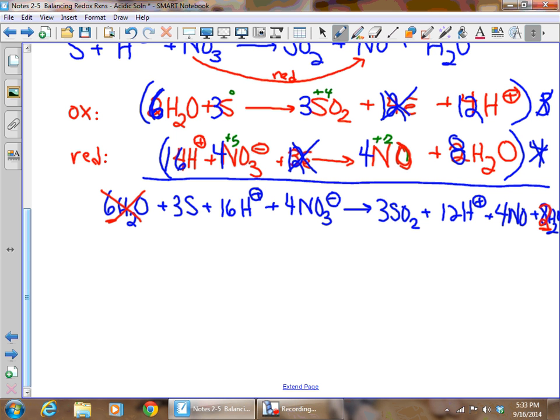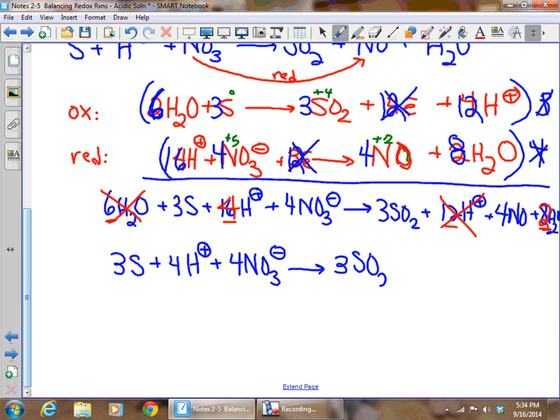Now, what else can we do that with? The hydrogen ions. We've got 16 hydrogen ions here, 12 over here. We can get rid of all 12 hydrogen ions here, but how many are left on the other side? 4. We can't just mark them out. It's not like spectator ions. So when we rewrite this equation with those changes, we end up with 3 sulfurs, 4 hydrogen ions, and 4 nitrate ions. And on the other side, 3 SO2s, 4 NOs, and 2 H2Os.